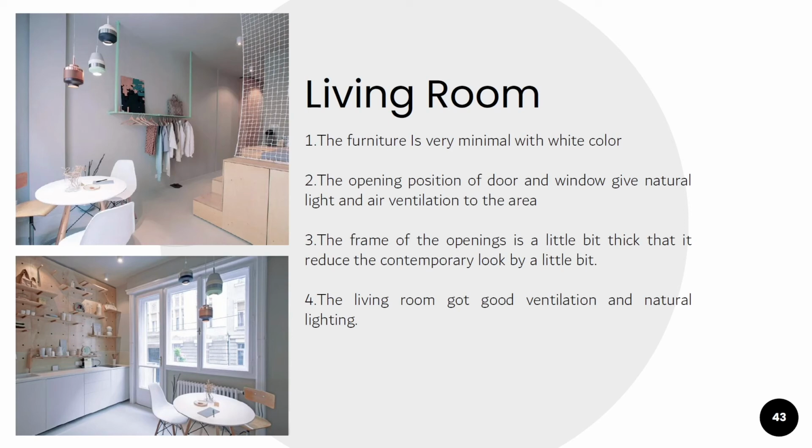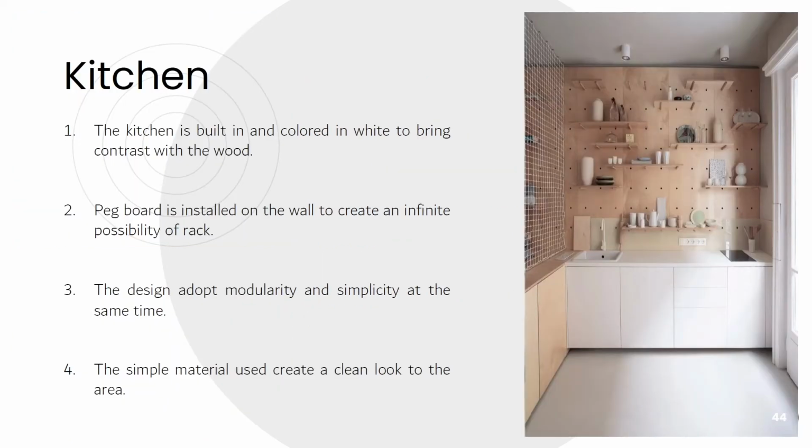For the living room, the furniture is minimal with a white color, and the opening position of the door gives natural light and ventilation to the area. The frame of the opening is a little bit too thick, so it reduces a little of the contemporary look. For the kitchen, it is built in with a white color to bring contrast with the wood, and the wall is a built-in pegboard. The design adopts modularity and simplicity at the same time, and the materials used are simple, creating a clean look for the area.